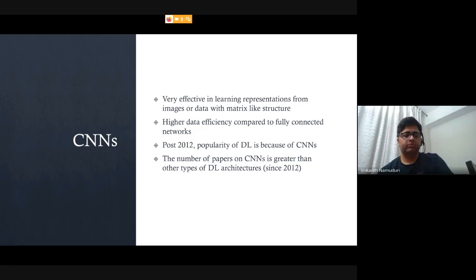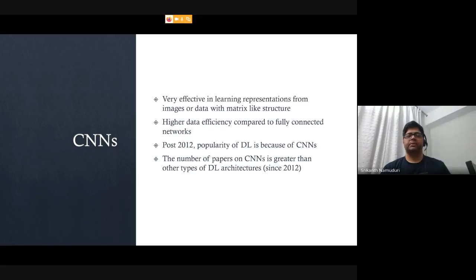So let's move on from a fully connected network to a convolutional neural network. Since I've mentioned the year 2012 before, that's when the popularity of deep learning really spiked or kicked off. And all the popularity of deep learning is really because of convolutional neural networks. They are the most widely used neural network currently. And even if you see research literature, there are more papers on CNNs than any other type of network.